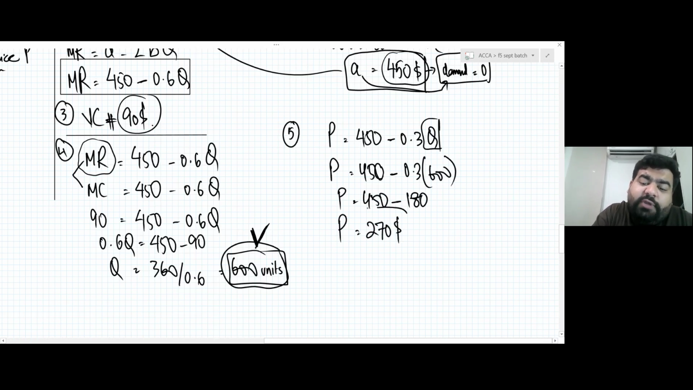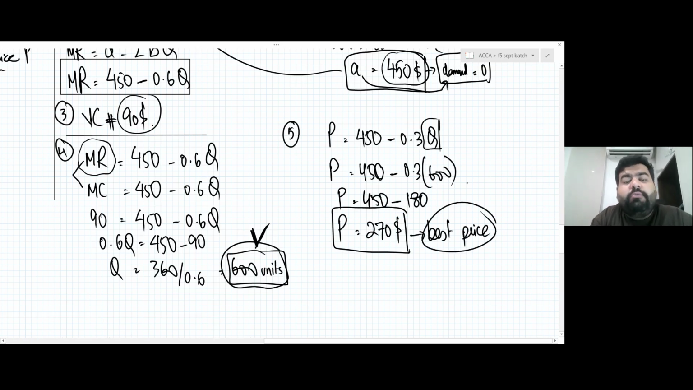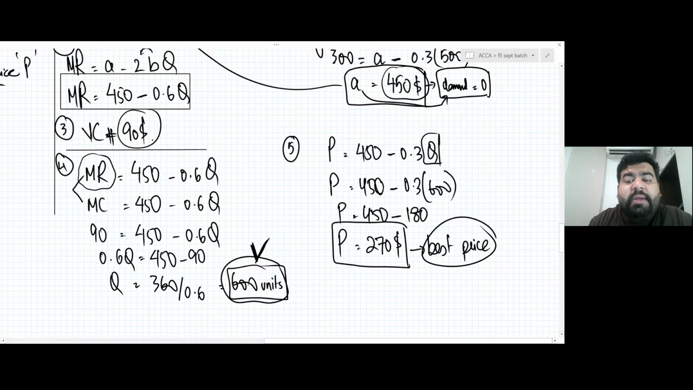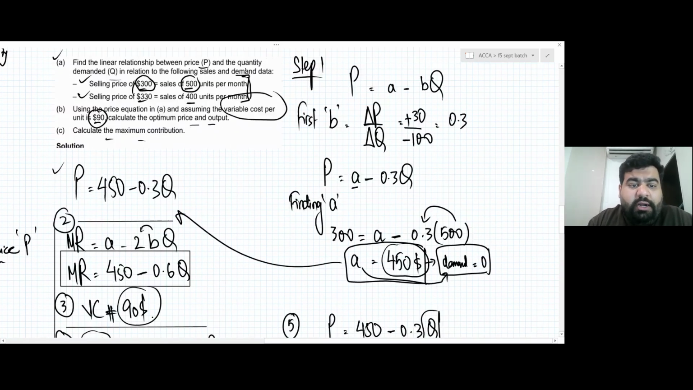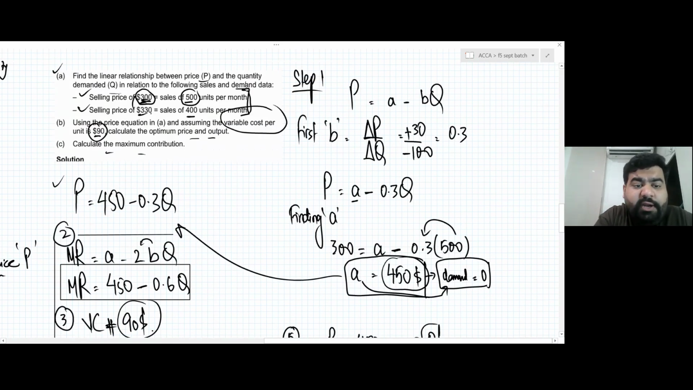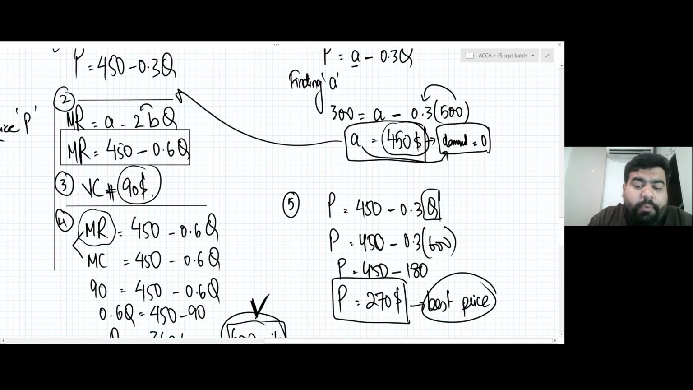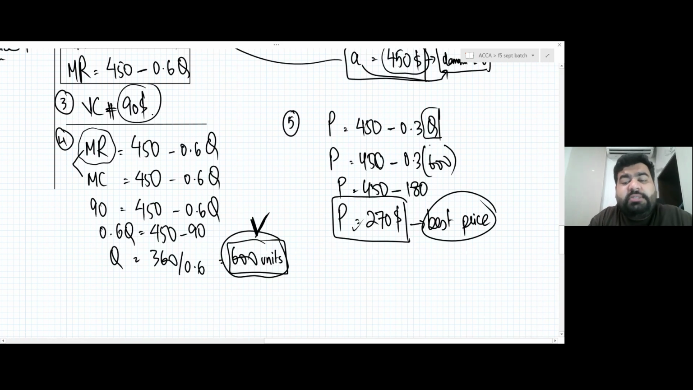Now the price we have got here is actually the best price, because on this price you will earn the best contribution, the maximum contribution. If you are charging 300 or 240 instead of this 270, higher or lower, you will get lower contribution. This is the only point, the optimum point, where you will get the maximum contribution, maximum profit. According to the data they have given you at 300 and 330, but actually the optimum price comes to be 270. That means it's the best price.